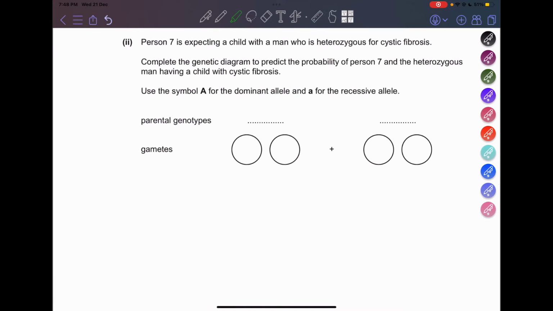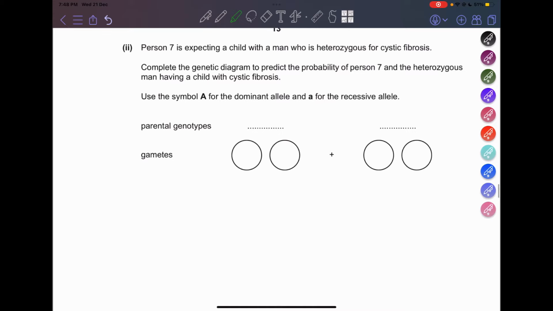Person 7 is expecting a child with a man who is heterozygous for cystic fibrosis. Complete the genetic diagram to predict the probability of person 7 and the heterozygous man having a child with cystic fibrosis. Use symbol A for the dominant and lowercase a for the recessive allele.